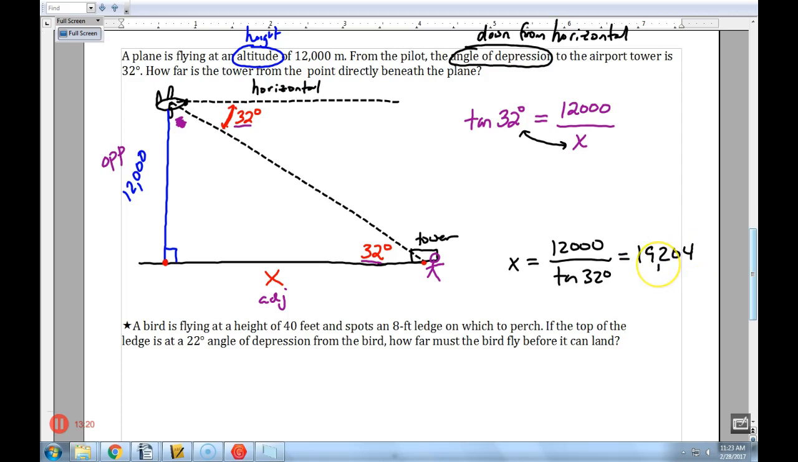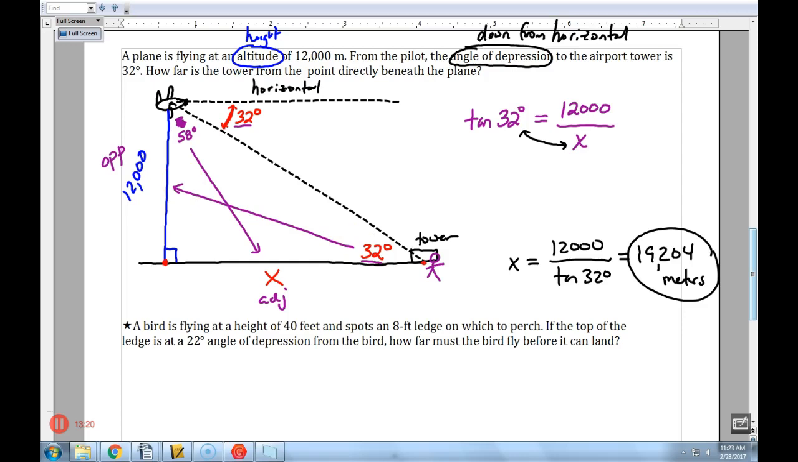and I get 19204. And this was meters, I believe. So there should be the correct answer, 19,204 meters, which makes sense because if I calculate this, this was 58 degrees. And so this leg over here should be longer than this leg over here. And 19,000 is longer than 12,000, so I think it checks out.